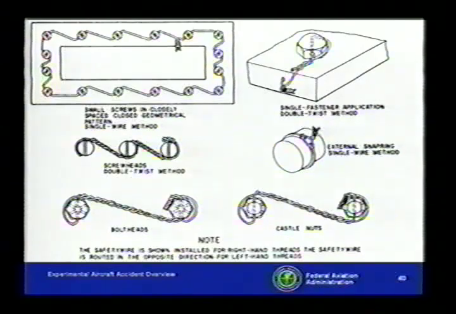This is an example of other information that's included in 43.13, and it simply shows how to safety wire properly and how to safety objects that if they fail could endanger the safety of the flight.